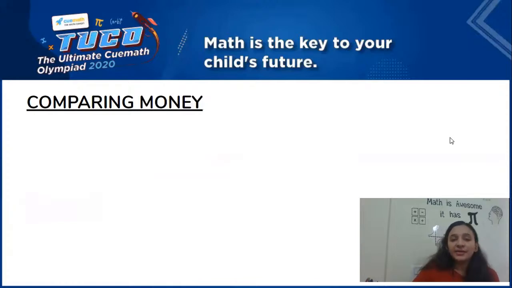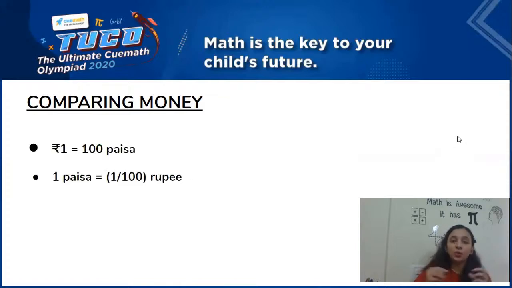Now we go to comparing money. In comparing money, we will basically be learning that 1 rupee has how many paisa, or 1 paisa is what fraction of 1 rupee. All you need to tell your child is that they would have definitely seen a 1 rupee coin. 1 rupee consists of 100 paisa. And if you consider 1 paisa, it is 1/100th of a rupee. It forms 1/100th part of a rupee. Like this, if we have 100 parts, they put together make 1 rupee.